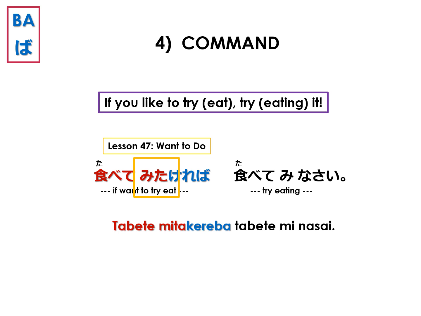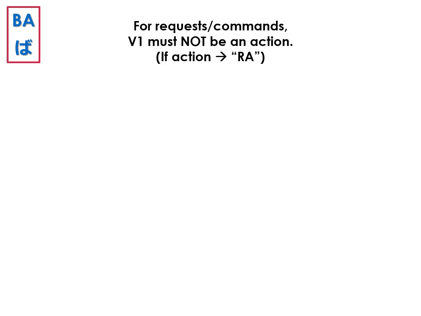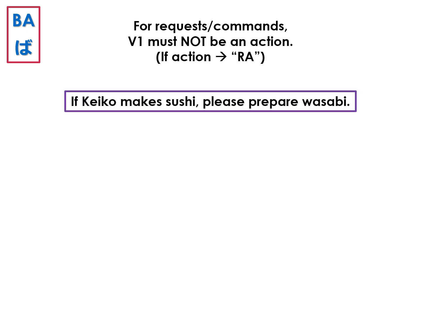You can review the tai or want to do conjugation in lesson 47 and the te miru or try to do conjugation in lesson 49. In this example, we have a request sentence, and the V1 or verb in the subordinate clause is an active verb. The sentence, if Keiko makes sushi, please prepare wasabi.